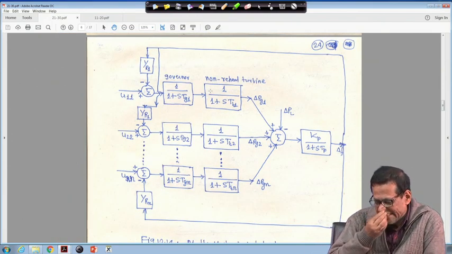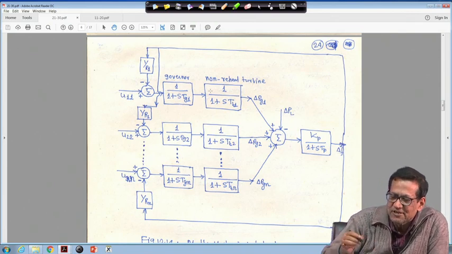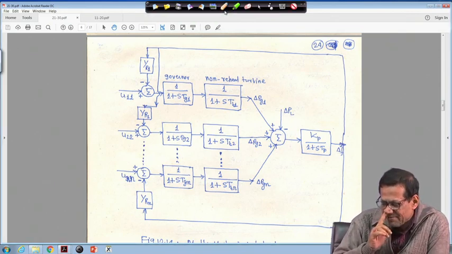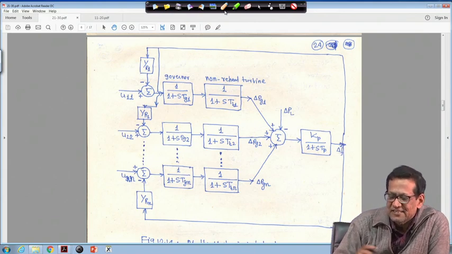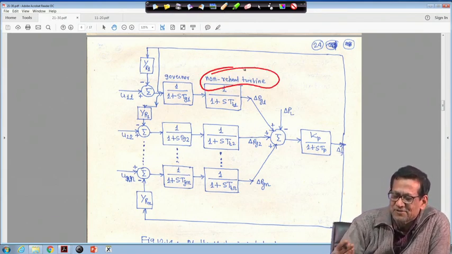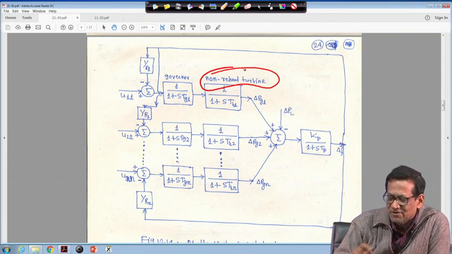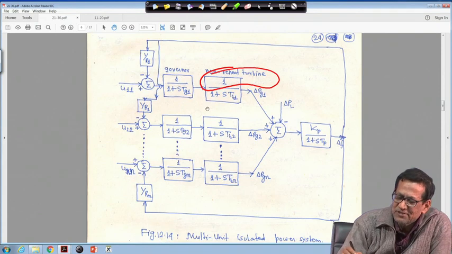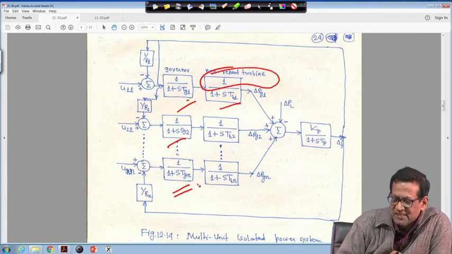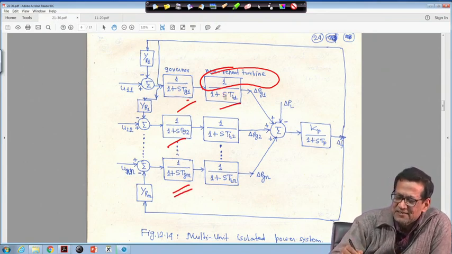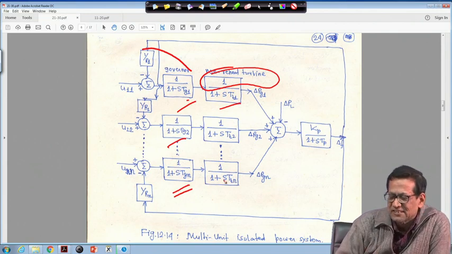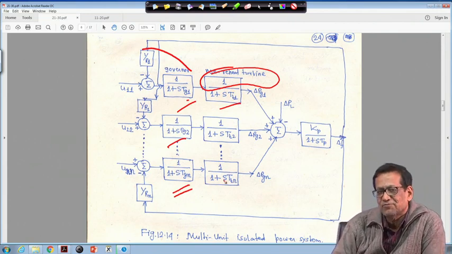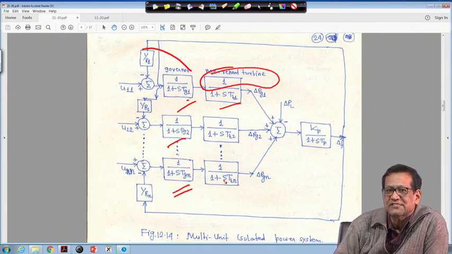Suppose you have an isolated system only, with n number of generating units, and all of them are non-reheat turbines, as I have considered here; you can consider reheat also, no problem. This is the governor for unit 1, governor for unit 2, and in general the nth governor. And this is the turbine transfer function, because it is non-reheat type, only one block, 1 upon 1 plus STT, that we have seen in the previous classes.